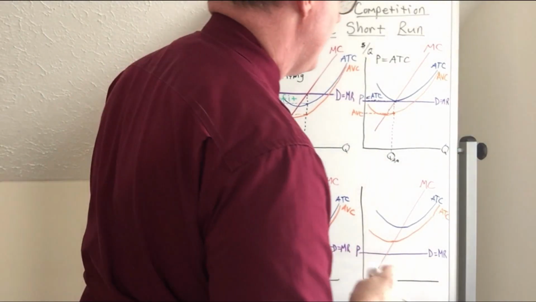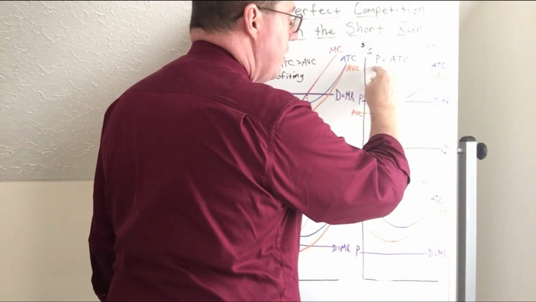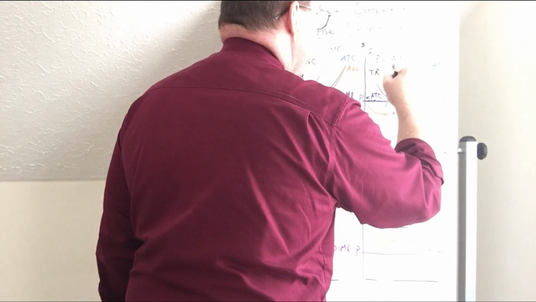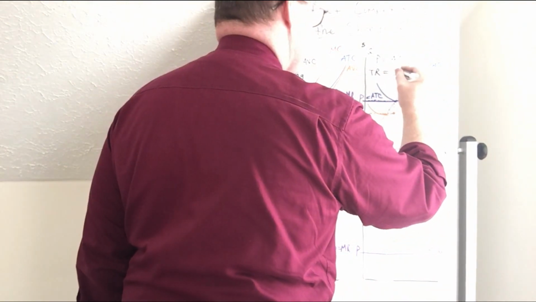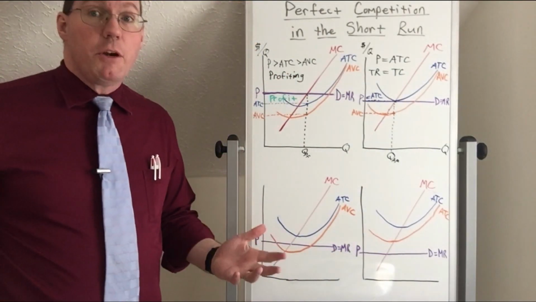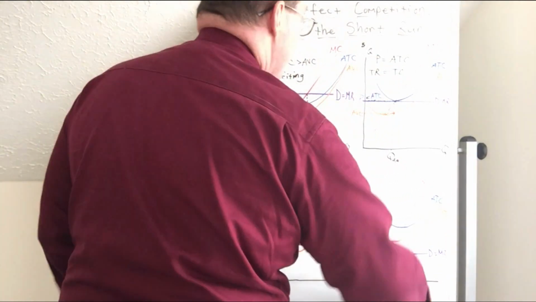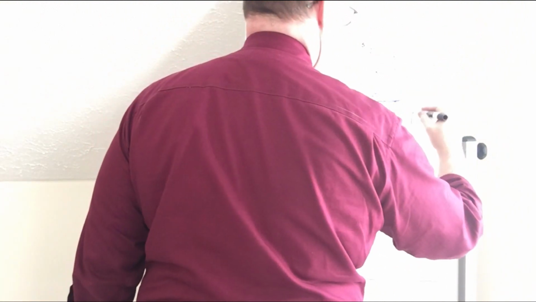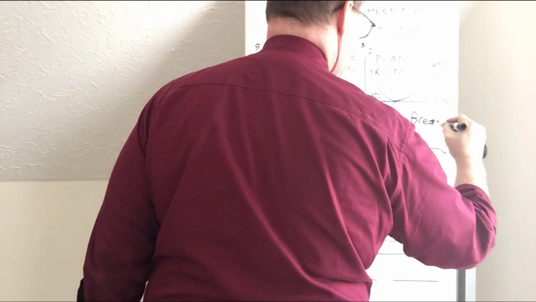So if we multiply each one of them by quantity, price times quantity gives us total revenue, and average total cost times quantity is our total cost. So we have a situation where total revenue is equal to total cost. Well, that's break even. We've learned that a couple of times. Therefore, this one is the break even circumstance. So here we're going to put break even.